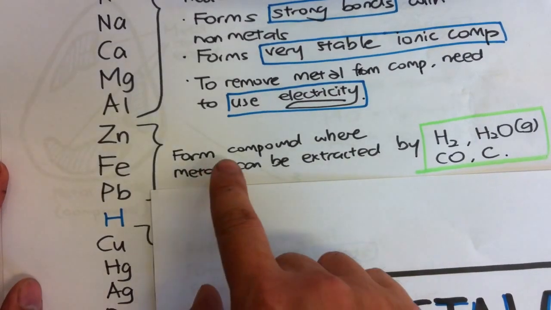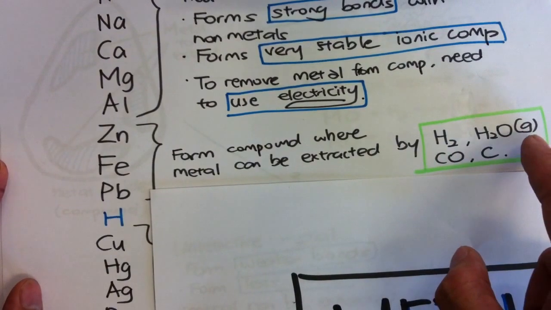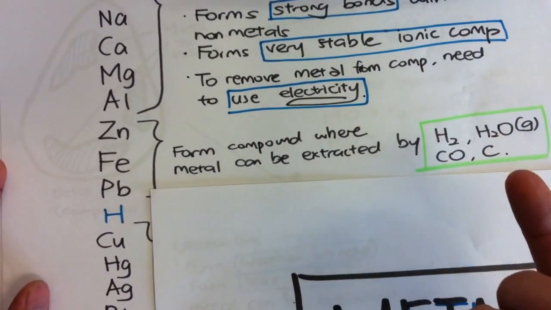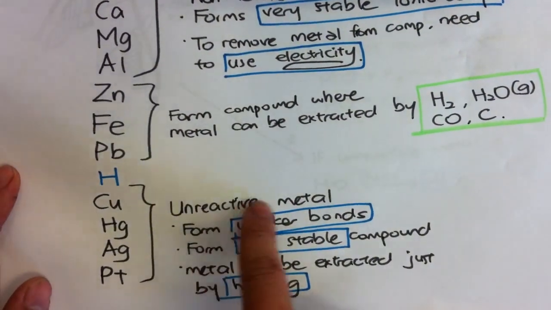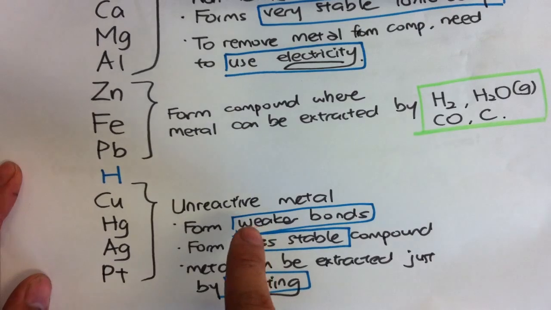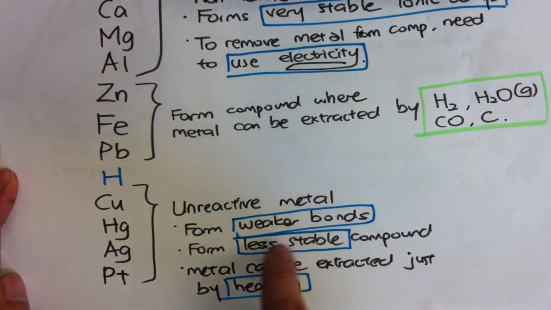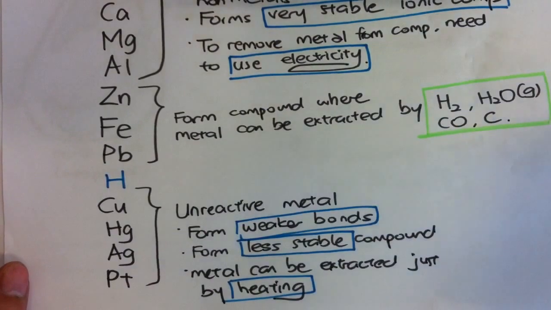The second category is the more moderate metals. They form compounds where the metals can be abstracted by using hydrogen, steam, carbon monoxide, or even carbon. So we just use simple things like gases and we can abstract the metal out. And the last group, which are unreactive, which is the extreme, basically form weaker bonds and less stable compounds, and because the compounds are less stable, the metals can be abstracted just by heating. You don't really need electricity, just use heat, and it will come out.